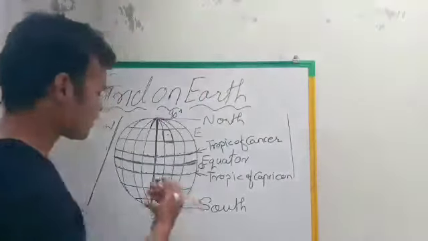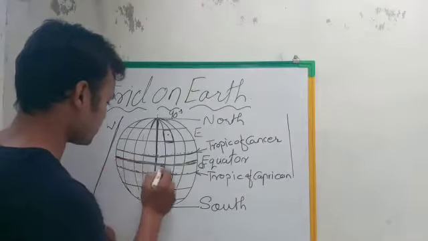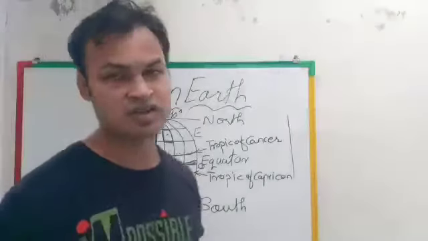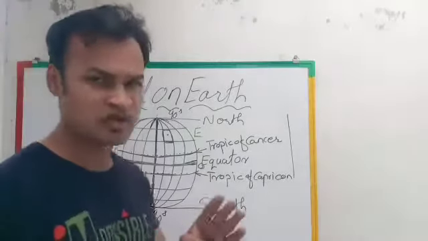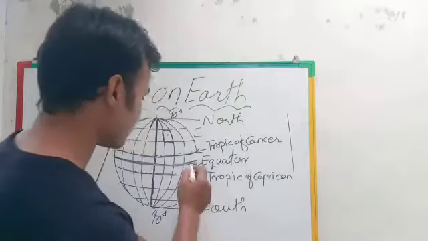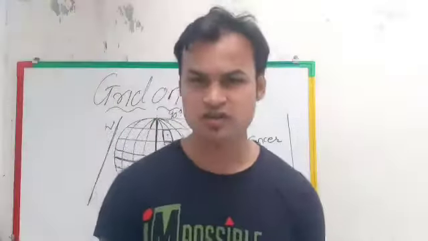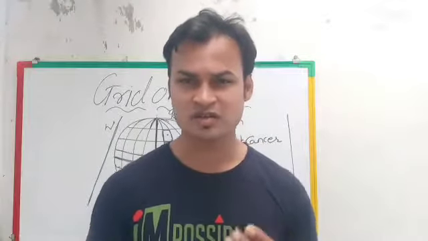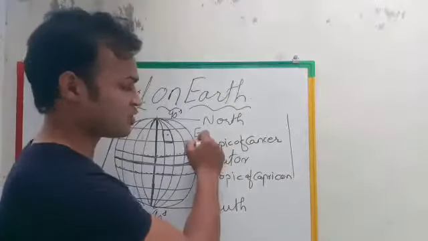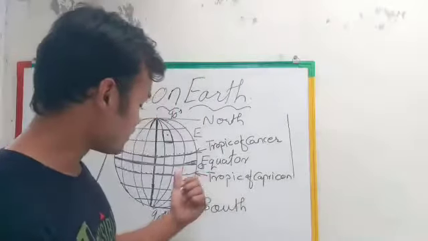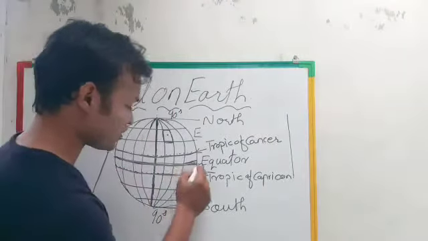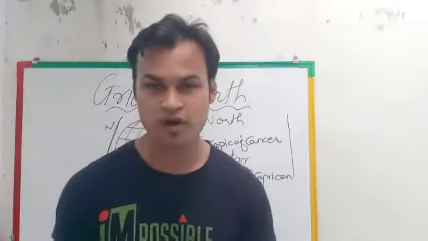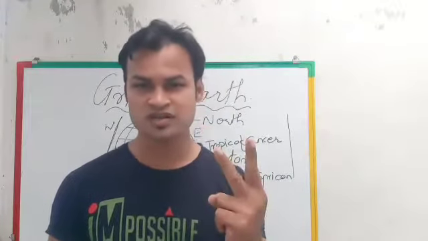Then we have the equator. The equator is at 0 degrees. The use of the equator line is that it divides the earth into two parts: one is the northern hemisphere, the second is the southern hemisphere. The northern hemisphere is at the top, and the southern hemisphere is at the bottom.